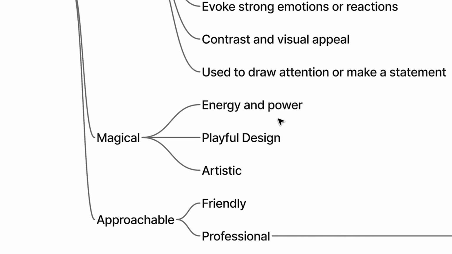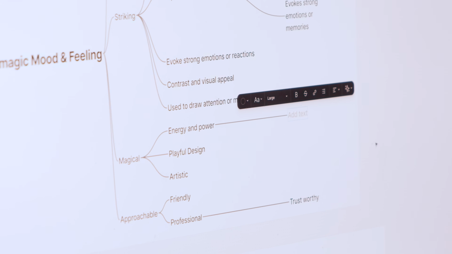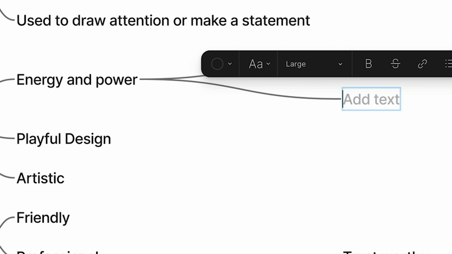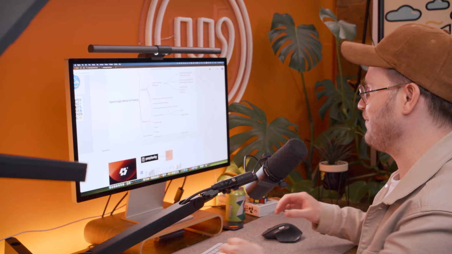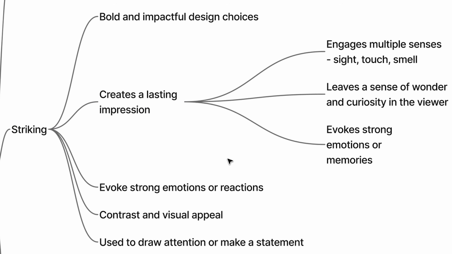In magical, we've got playful design. We've got a bit artistic, energy and power. Here I could add aura. You can create a child within there saying energy waves. We can keep writing words in here that will further help us explain and get across what we're trying to do. In striking, I've written down, we want it to create a lasting impression.